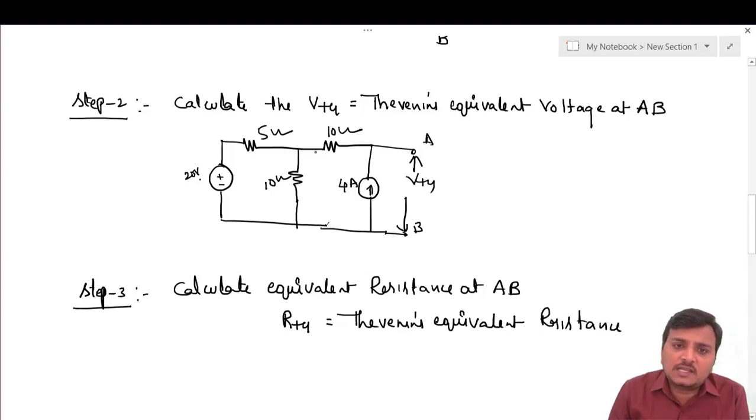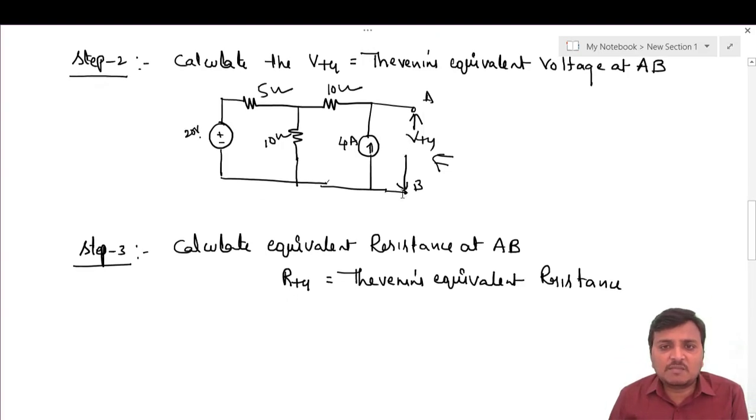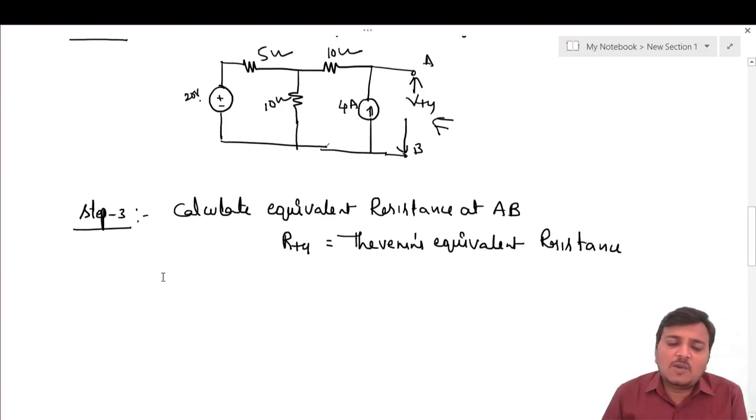Suppose we look at this circuit. When you are seeing from this side, these two terminals offer some resistance due to the existing circuit connected between terminals A and B. Now we have to find the equivalent resistance between terminals A and B. To find it, I have to replace all the sources with their internal resistance.